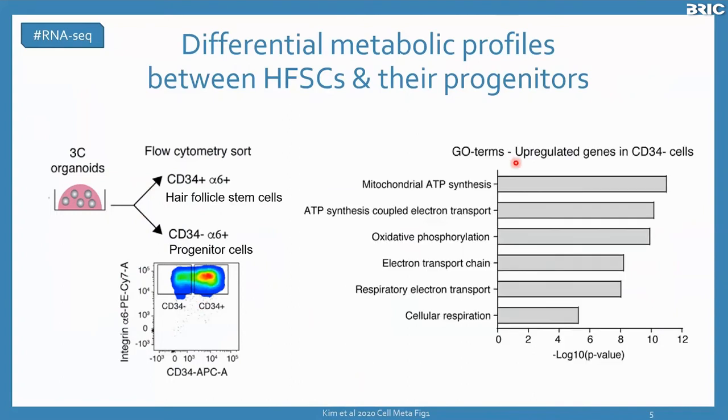When I did GO term analysis, the top genes that were upregulated in progenitor cells were all related to mitochondrial respiration. You can see here the mitochondrial ATP synthesis coming up, oxidative phosphorylation coming up. So it was very clear that progenitor cells upregulate mitochondrial activity as well as related OxPhos activity.